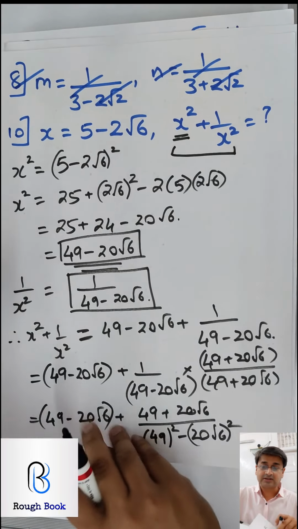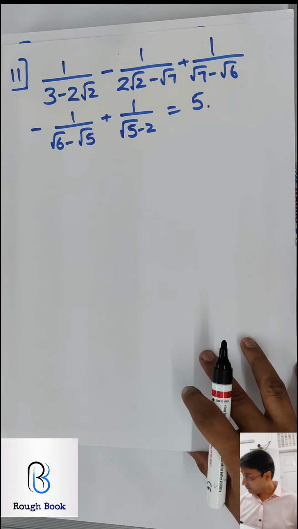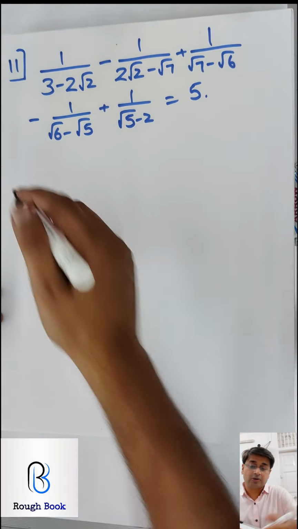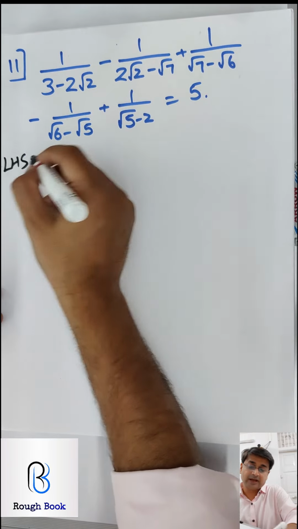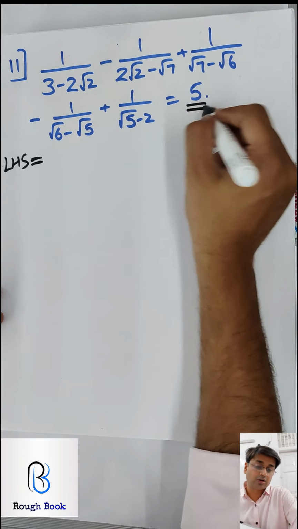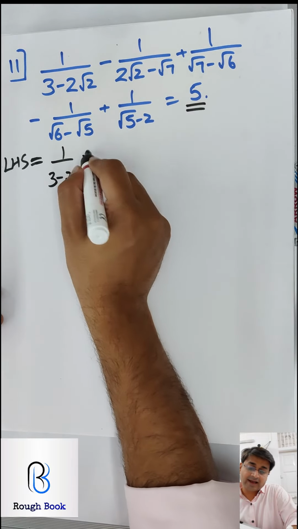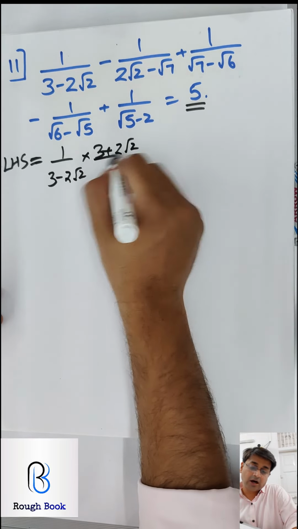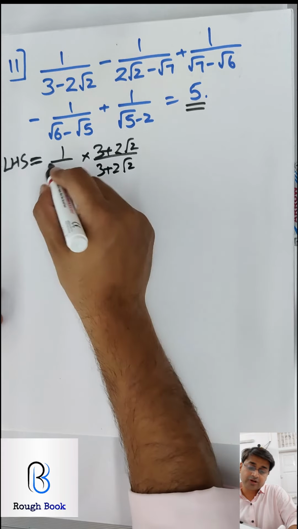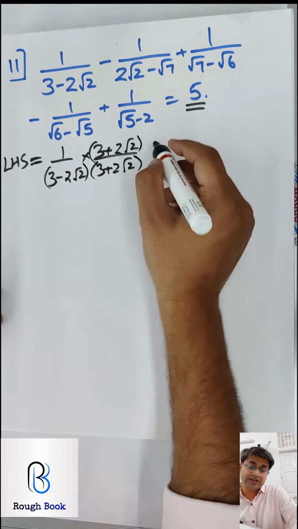Let's go with the next one, sum number 11. 11 is a simple question, only looks lengthy. So you pick up LHS. You have to prove that all this is equal to 5. How? So you take each part and you rationalize it. How? Obviously with its conjugate. So let's put brackets so it looks neat.